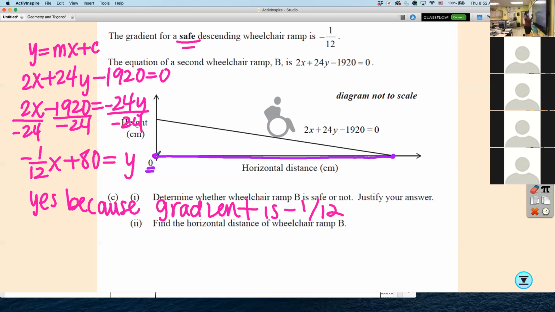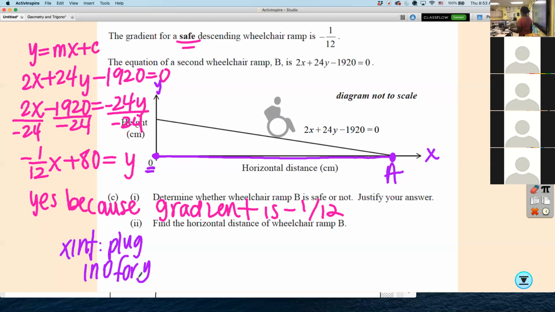You have a point here, and that represents 0, 0. So this is your y-axis, this is your x-axis, and this point would be your x-intercept. If you can figure out what this point is, let's just call it A, then you'll be able to figure out the horizontal distance of the ramp. How do you find an x-intercept in general? You plug in 0 for y. So you can't forget about that.